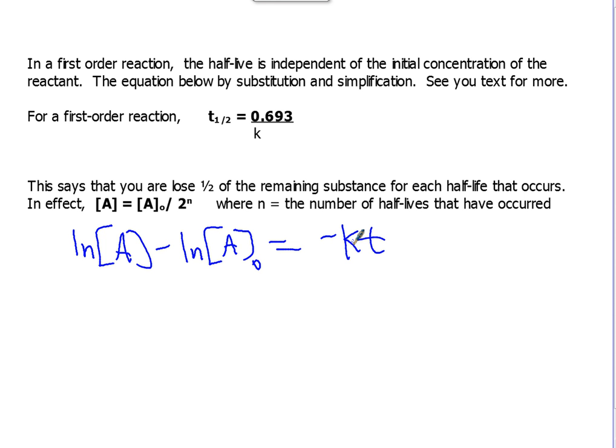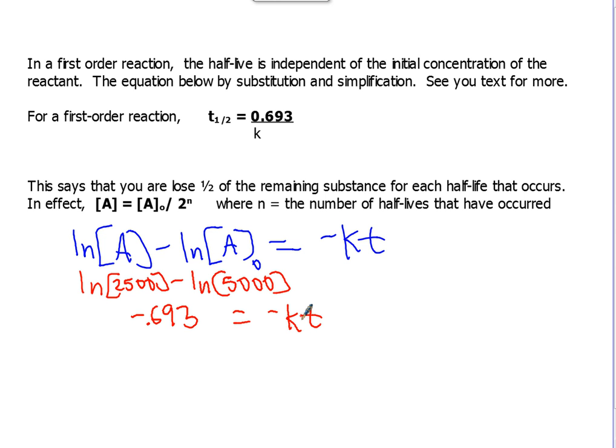But what's kind of interesting, though, is if you do the natural log of 5,000 minus the natural log, oops, that's wrong. The natural log of 2,500 minus the natural log of 5,000, you're going to get negative 0.693 is equal to negative KT. What should you probably do with the negative signs? Cancel them out. Get 0.693 is equal to KT.